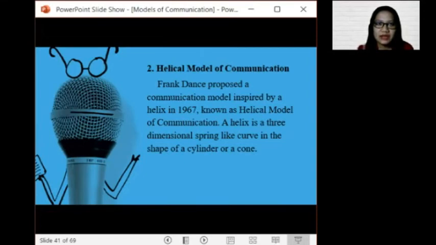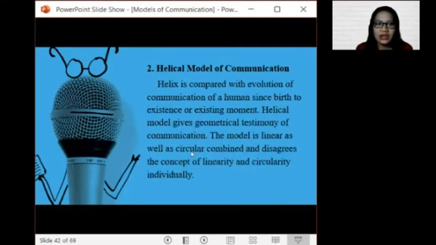Communication is taken as a dynamic process in the helical model of communication, and it progresses as we age, as we experience a lot of things and our vocabulary also increases. Let me give an example. Whenever you were a child, you had limited capacity and limited knowledge of the language that you were using. But as time goes by, as you grow and experience talking with other people, your vocabulary increases and your knowledge about the language you use also improves. Same goes with the helical model of communication.